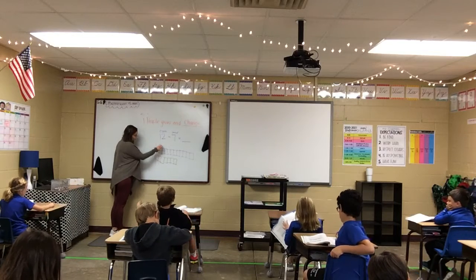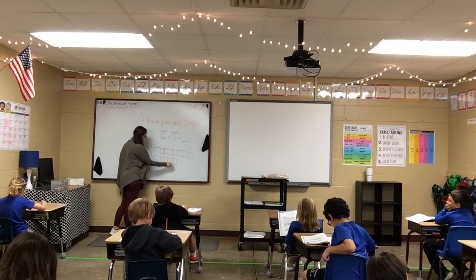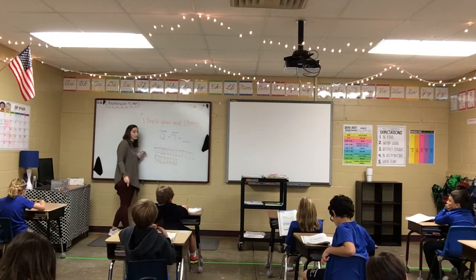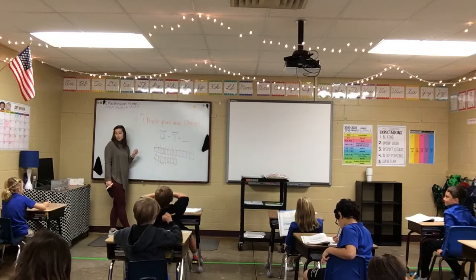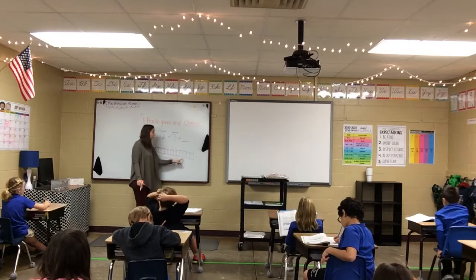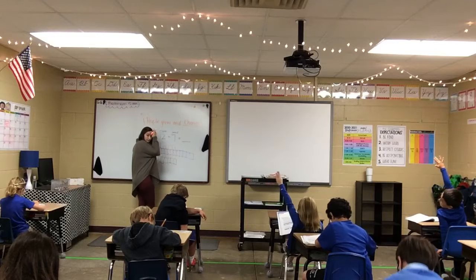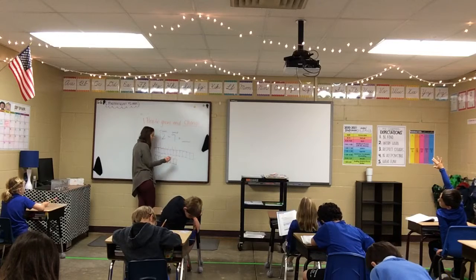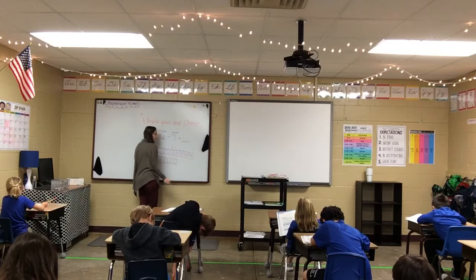1, 2, 3, 4, 5, 6, 7. So they all have 7, right? Okay. So you can cross those out. How many do we have left? Count how many you have left. 5. Walker, 5. 1, 2, 3, 4, 5.